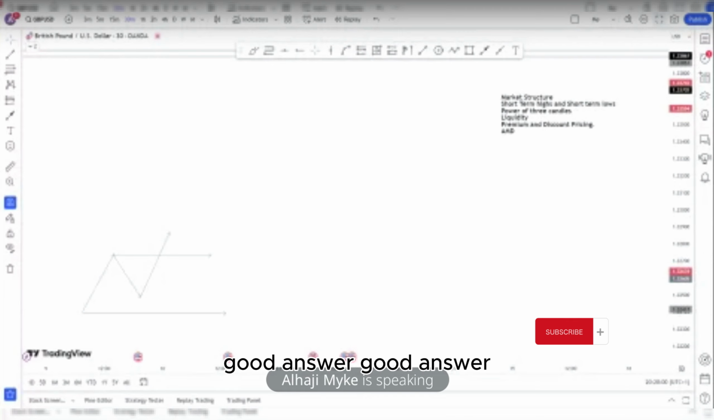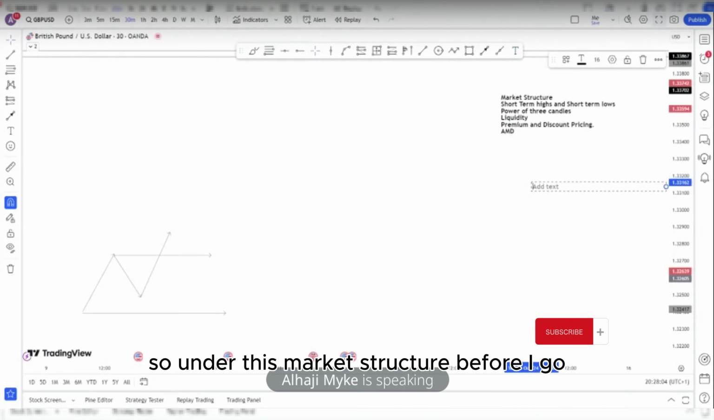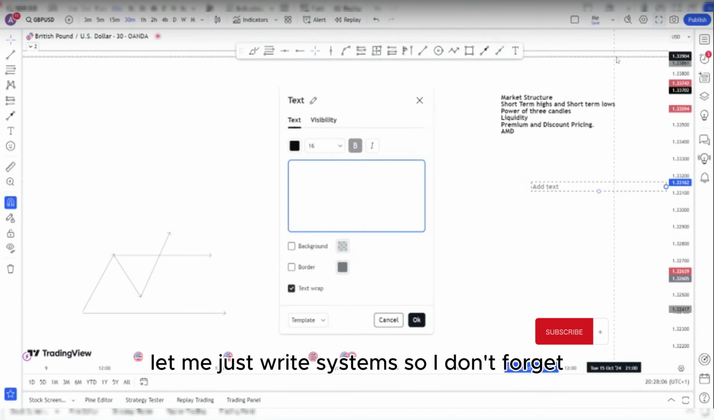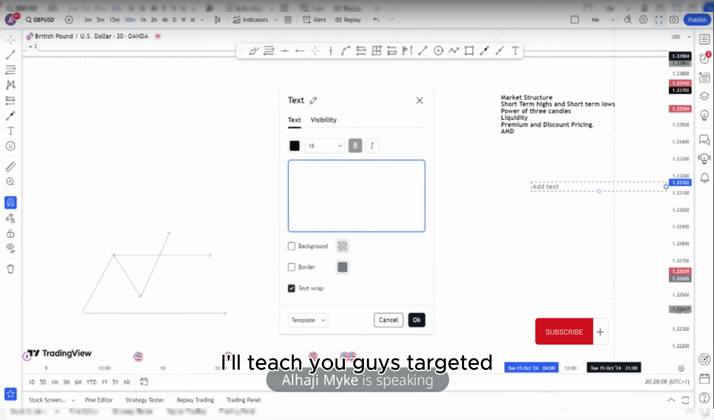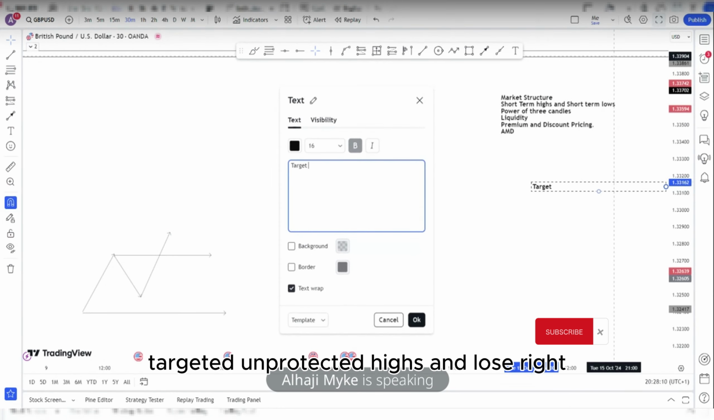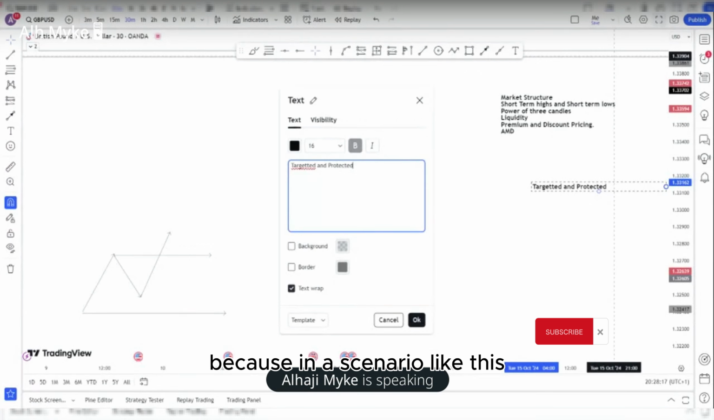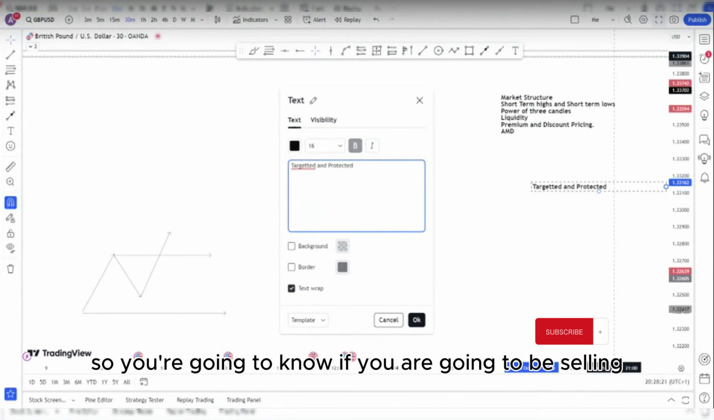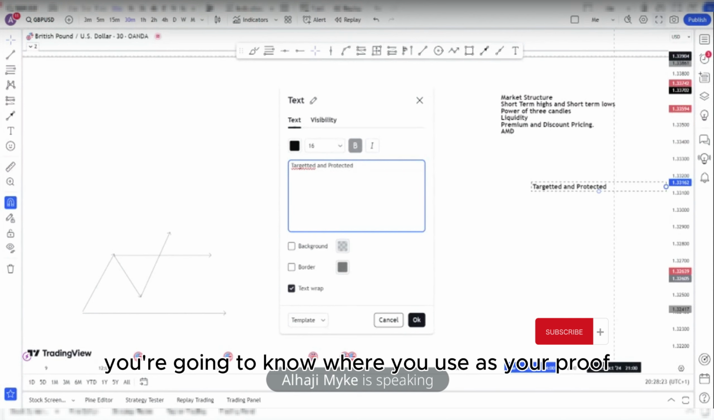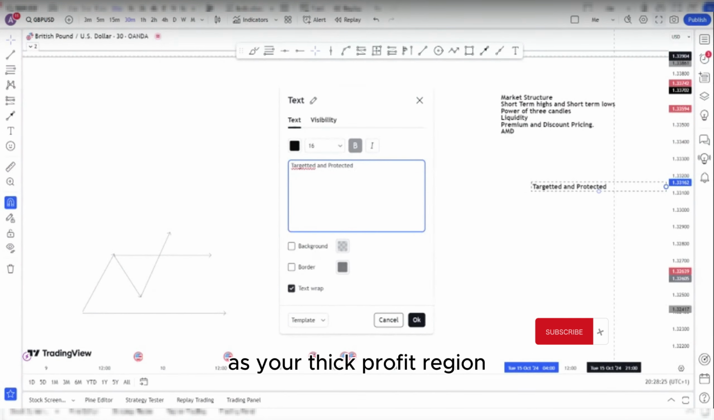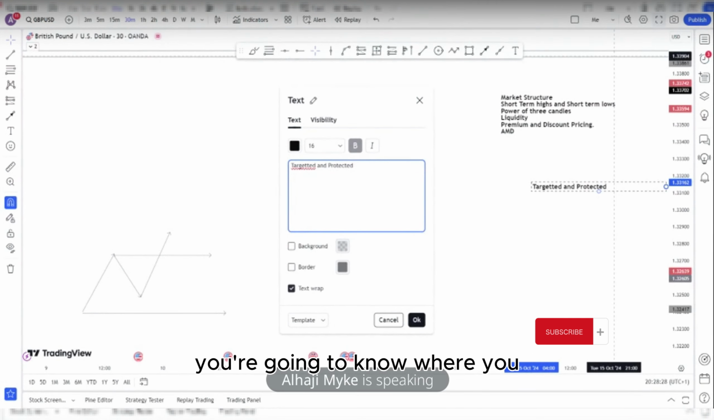Good answer, good answer. But I'm going to answer that now. So under this market structure, before I go, let me just write this down so I don't forget. Under this market structure, I'll teach you guys targeted and protected highs and lows. Because in a scenario like this, you have to identify all the targeted and all the protected highs and lows. So you're going to know if you are going to be selling, where you use as your take profit region, and if you're going to be buying, where you use as your stop loss.